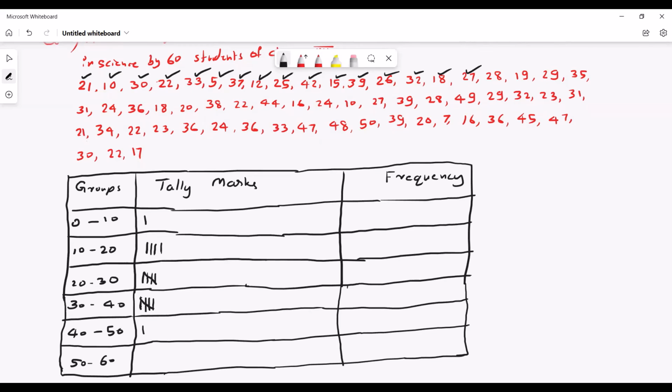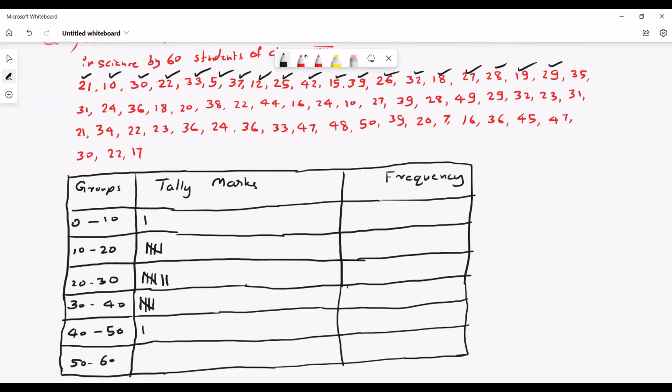Now next one is 28. That also is going to come here only. And next one is 19. That will come in 10 to 20. So that is a cross mark because it has reached 5. Now next one is 29. 29 is coming here only.